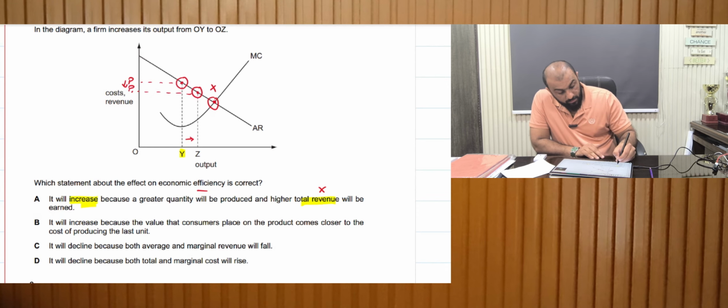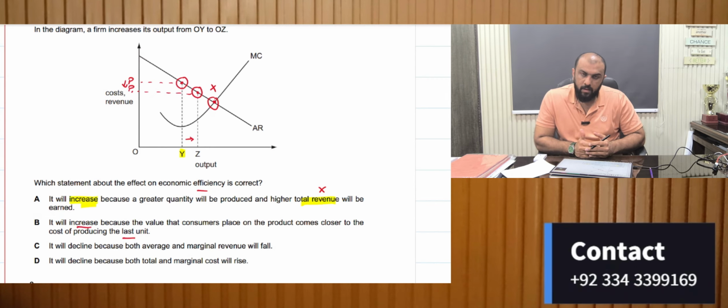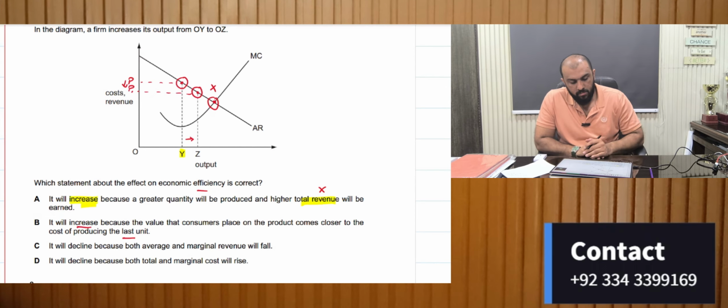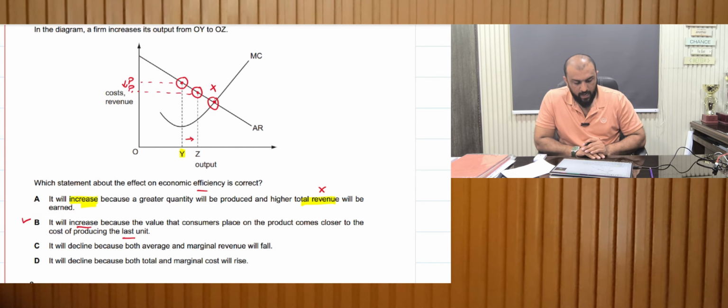It will increase because the value consumers place on the product comes closer to the cost of producing the last unit. Well, the value, which means the price, is now coming closer to the cost of producing the extra unit, which is the marginal cost. Hence B is correct. It will decline? No, it won't decline, it will basically increase. So these both are also incorrect.